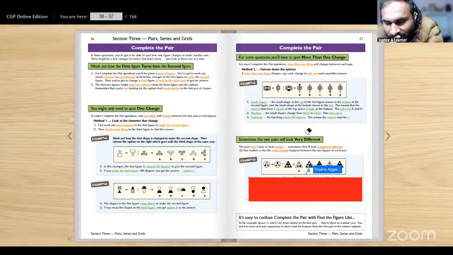Anti-clockwise it has gone, and then the color has changed in the circle. The above part has.